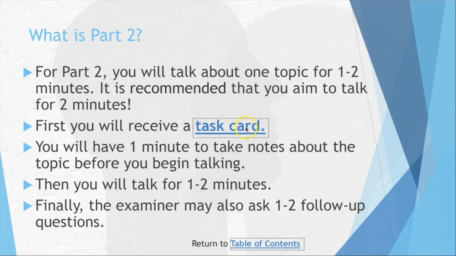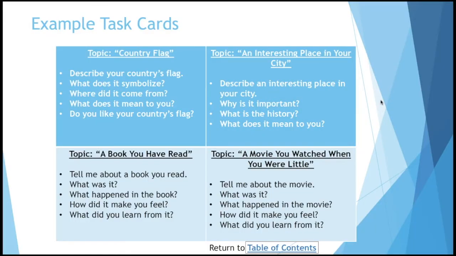So what is a task card? So here are some example task cards. You might receive one that is the topic based on a country flag, or an interesting place in your city, a book you have read, or a movie you watched when you were little. Sometimes you need to talk about experiences you had in the past, or something you learned, or a person you met. These are all different example topics.